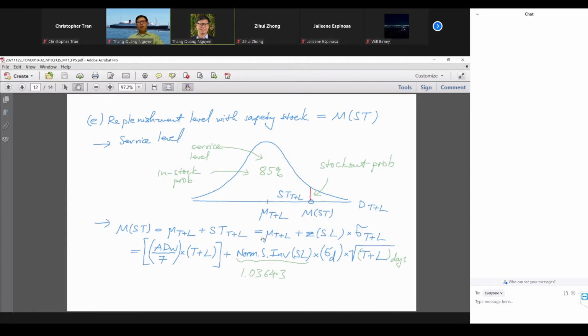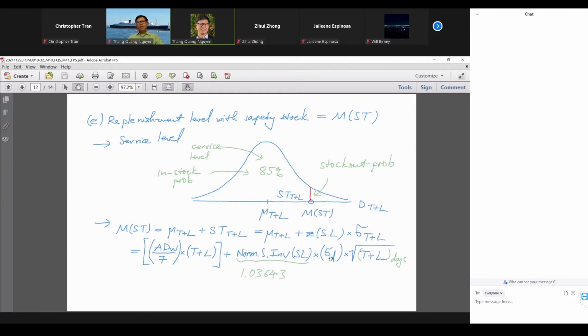So as a calculation, like before for the average, we just calculate that per day, and then we multiply with the days, the 16 days ahead of us, right? And for the Z value, you would type in Excel equals NORM.S.INV, and then the service level, which is 85%. Then you would have that 1.03643, right? The value of the Z value right here.